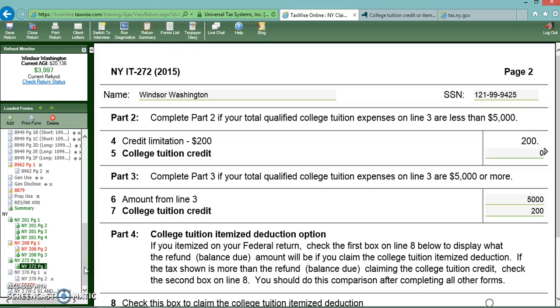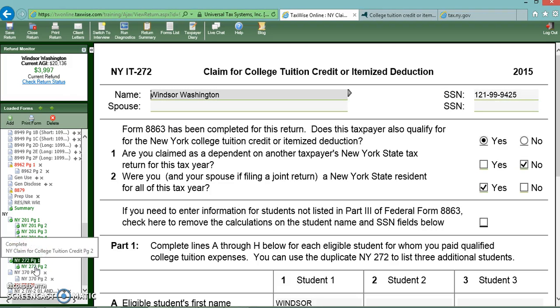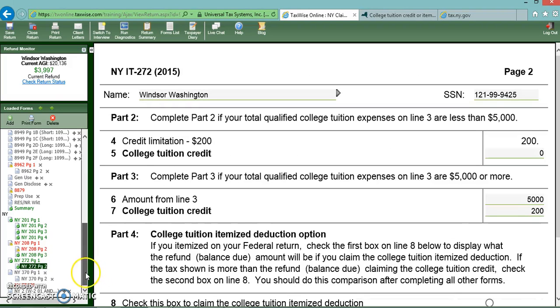Alright, so this is part 2 of the New York State portion of the Washington return. We just finished the last video, the 272, which is the education credit for New York State. Now all I'm doing for the New York State tax return is going through everything that is red and filling it out.